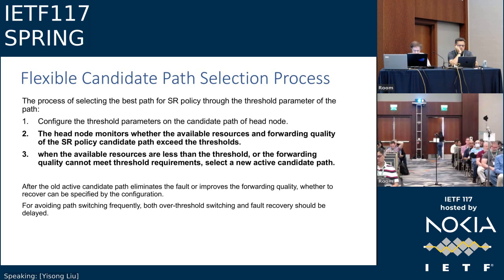This slide is about the process. Firstly, we can pre-configure the threshold parameters on the candidate path of the head node. Secondly, the head node will monitor whether the available resources and the forwarding quality of the SR policy candidate path exceed the threshold, that is, whether they meet the requirements. Thirdly, when the available resources are less than the threshold, or the forwarding quality cannot meet the threshold requirements, we should select a new one.